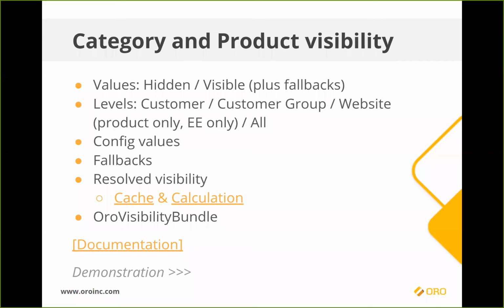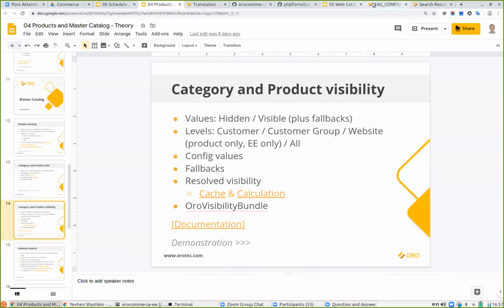And another common fallback is fallback from the product visibility to the category visibility. So by default, visibility of product is defined by the visibility of the category. So if you hide the category, products won't be visible. If you hide them, they will not be visible. Let us try to play a little bit with these features.